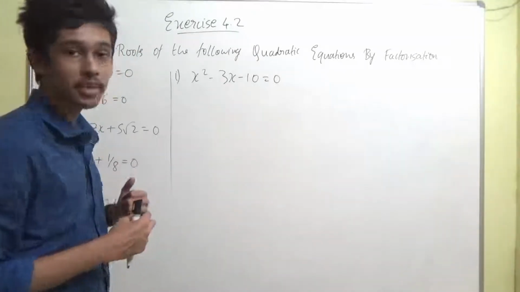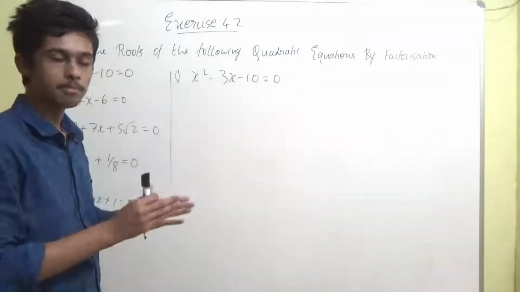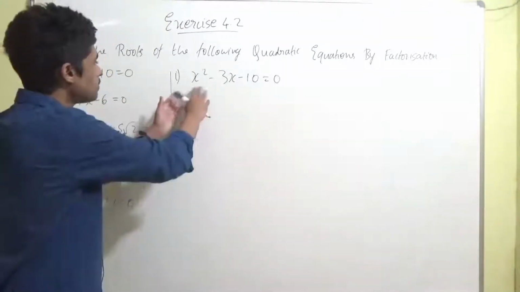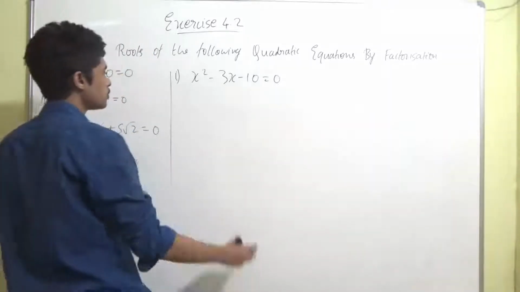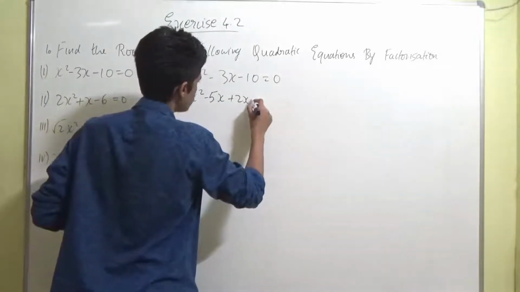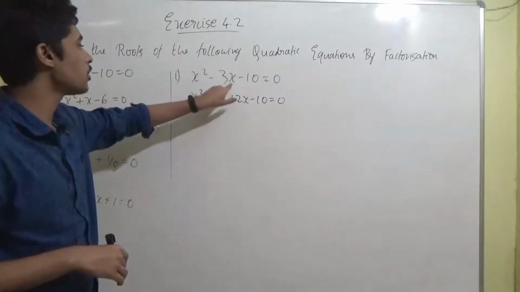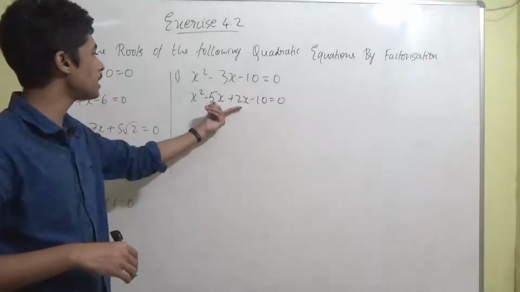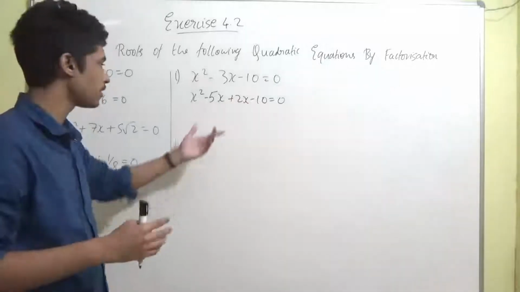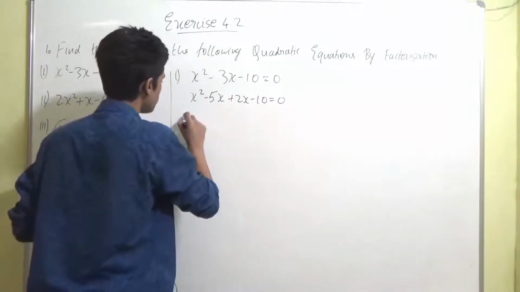You can do it like minus 5x plus 2x. Minus 5x plus 2x is equal to minus 3x. If you sum it up, you're going to get the middle term itself. But when you multiply, you're going to get minus 10x square, that is the multiplication of the first and the last term. So that's how we do the split. So it is x square minus 5x plus 2x minus 10 equal to 0. Now let's start taking the common.